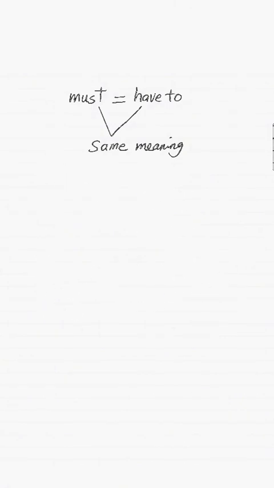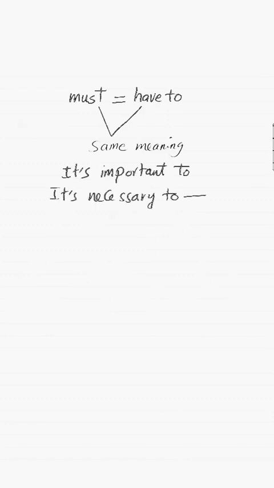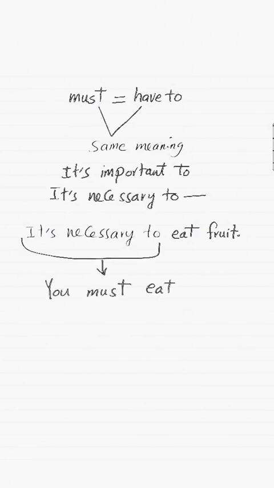That is the first point. They have the same meaning, and they mean it's important to, or it's necessary to. And the question comes in the test like this: it's necessary to, for example, eat fruit. The question is to use must here, or have to, and give the same meaning. Easy and simple. Just remove this phrase, it's necessary to, and write you must, and then complete the sentence.